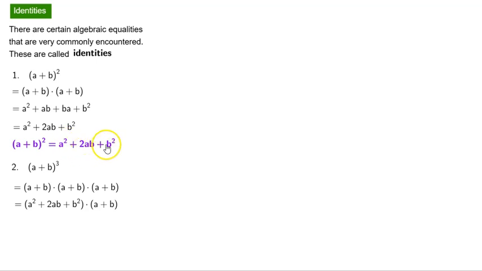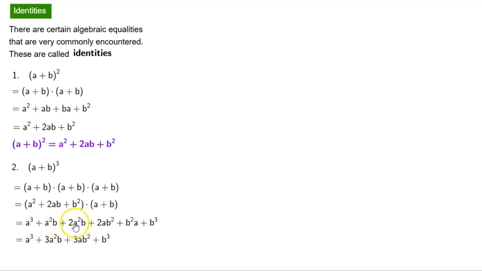So we have A square plus 2AB plus B square times A plus B. And now we actually multiply these two. A cube, that is A square times A is A cube, plus A square times B is A square B, plus 2AB times A is 2A square B, plus 2AB times B is 2AB square, plus B square A, plus B cube. And simplifying it, we get A cube, A square B, A square B.